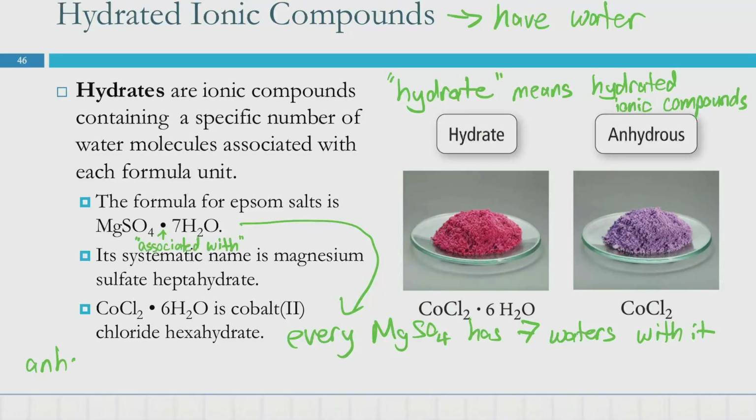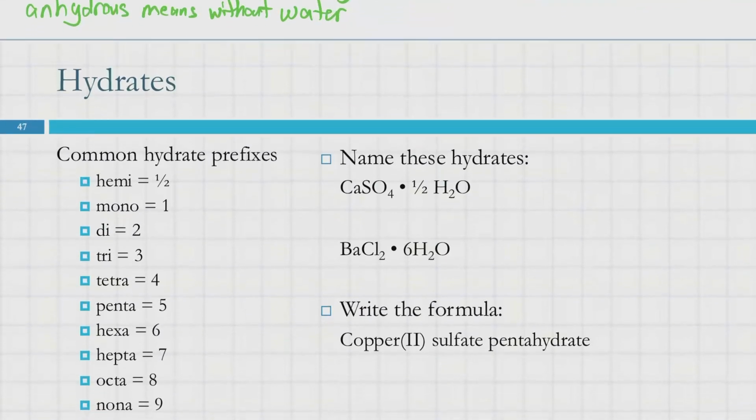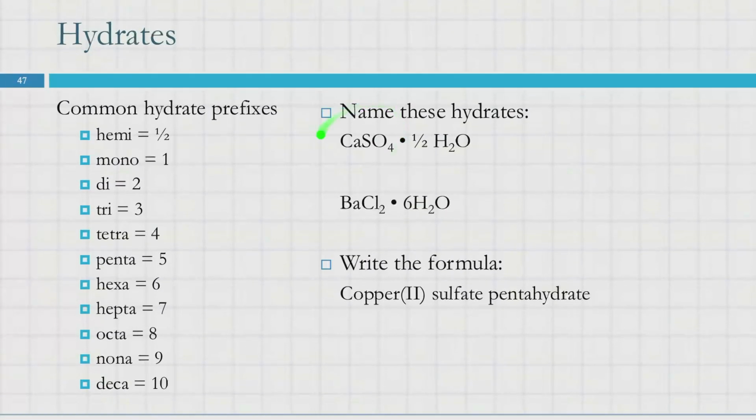So another word that we'll see alongside or related to ionic compounds is anhydrous. So anhydrous means without water. So what we've been looking at before this slide, if you don't have water, it's anhydrous. For hydrates, we use a prefix system. So we have our ionic compound part, we name that with our normal ionic compound rules. And then the stuff that comes after the dot is prefix for the number, hydrate.